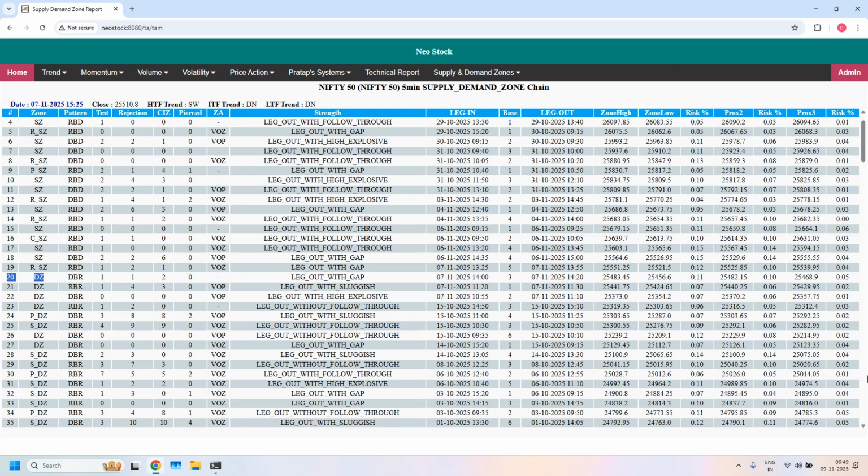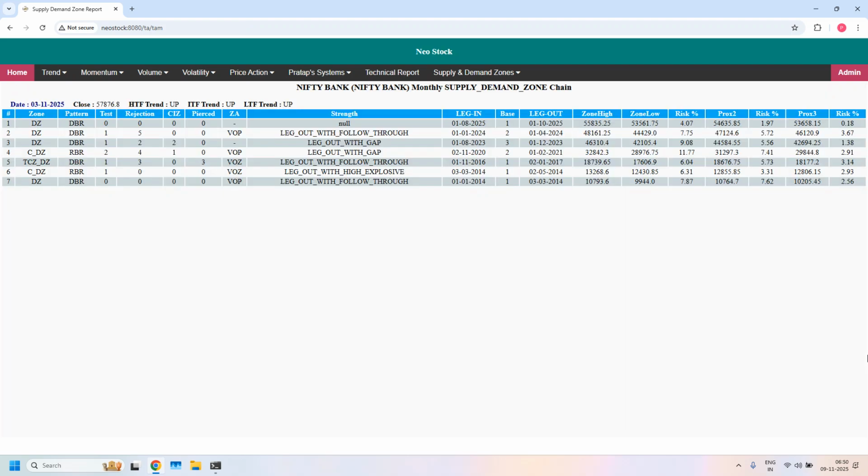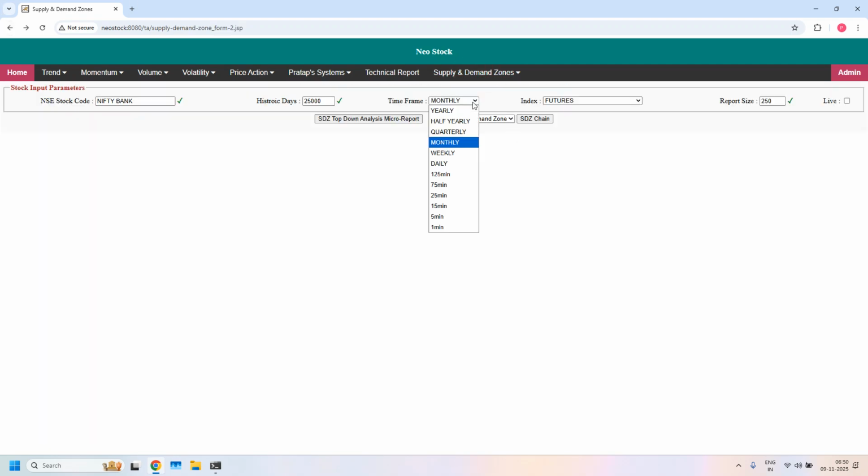Next, I will generate BANKNIFTY supply demand zone chain. I am going back, changing the name to NIFTY Bank. That is nothing but a BANKNIFTY. Generating monthly supply demand zone chain for BANKNIFTY. Next, generating a weekly supply demand zone chain for BANKNIFTY.